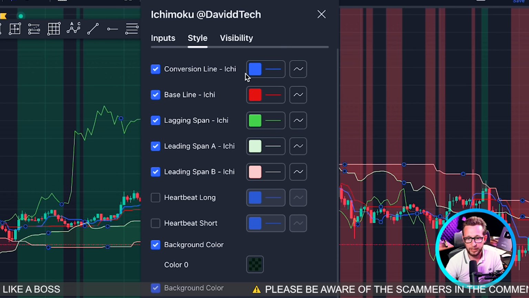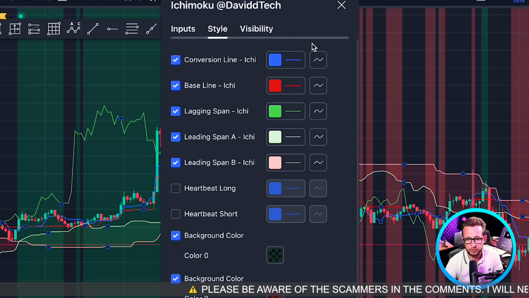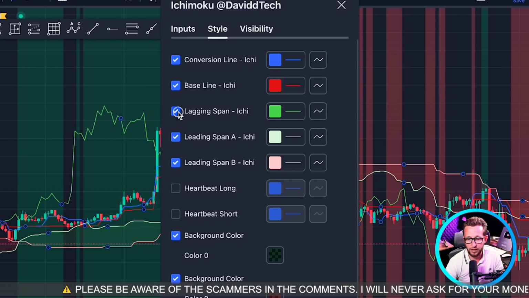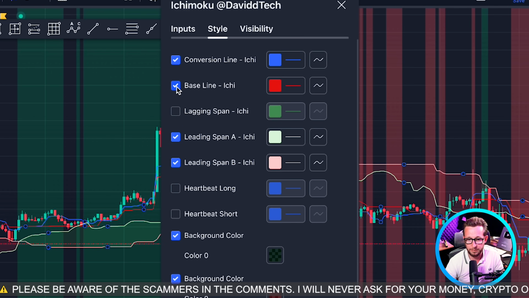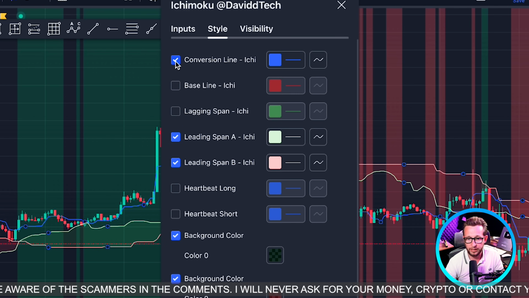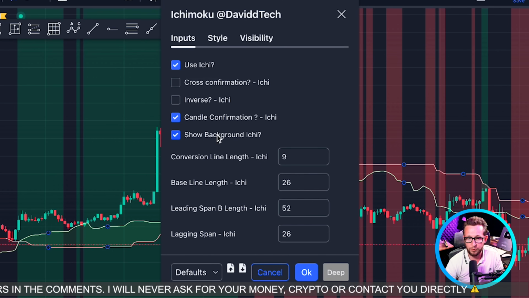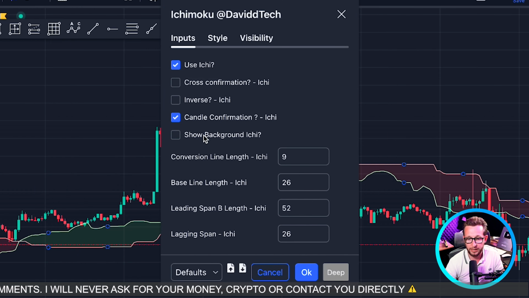If I go over to the style here, styling options, we're only going to be using the leading indicator today, so you can remove lag span 1, this baseline, and also the conversion line, just like that. That's going to make things a little bit easier. I'm going to remove the background for the moment so I can explain how it works.